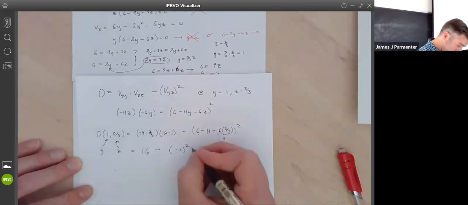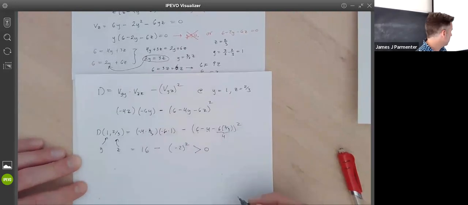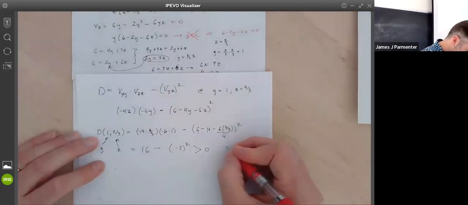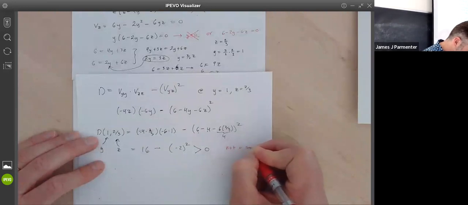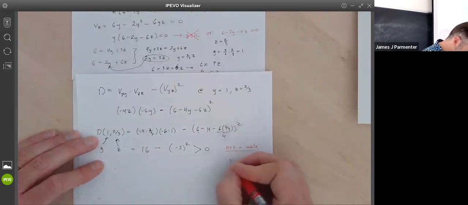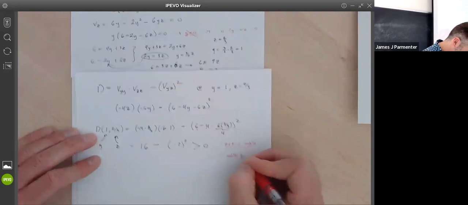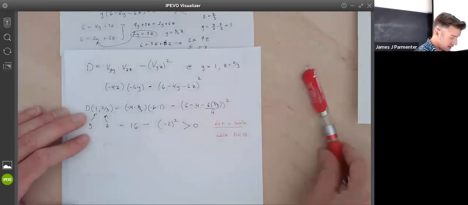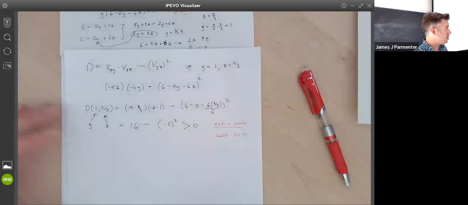So it looks like this is positive, which means what? Well, it means we don't actually know yet. Here's what I know it's not. I know it's not a saddle, right? Because you only get a saddle if your D value is negative. If the D value is positive, then we have to check.